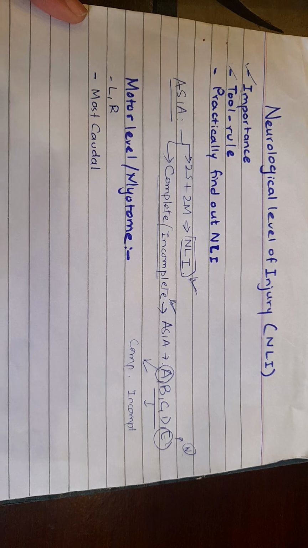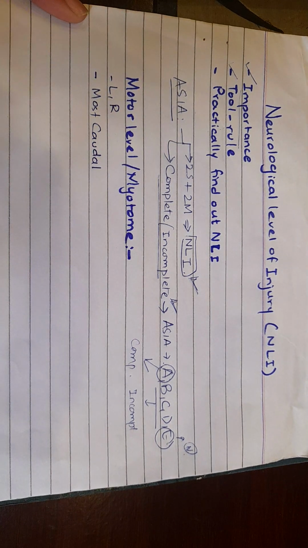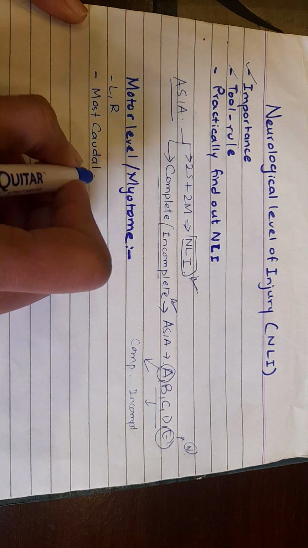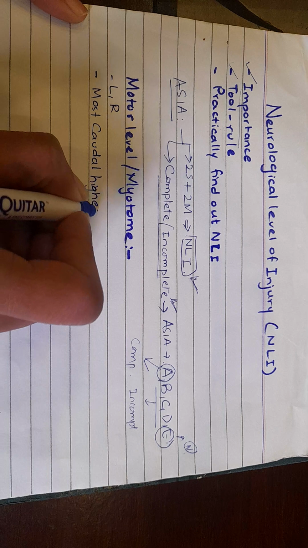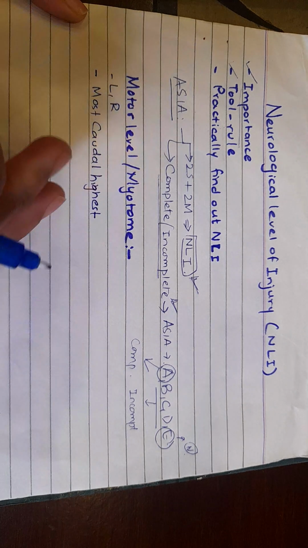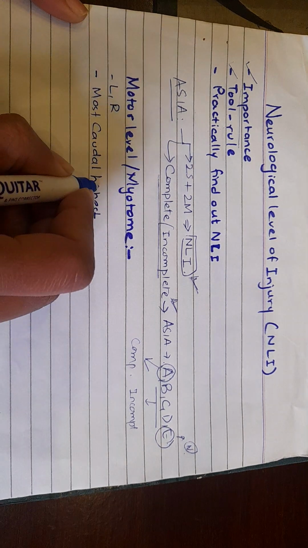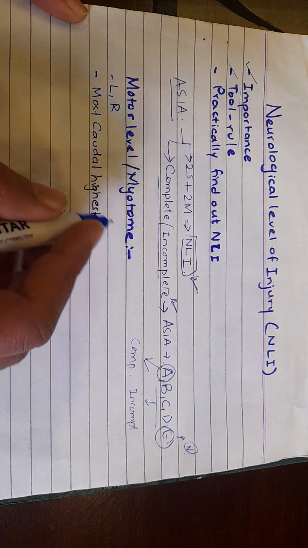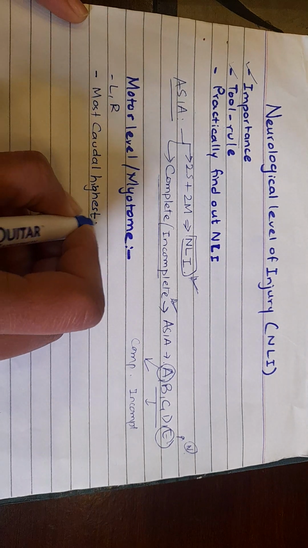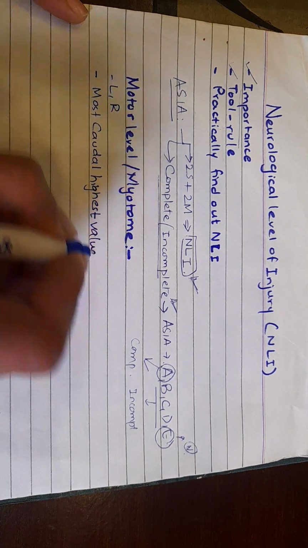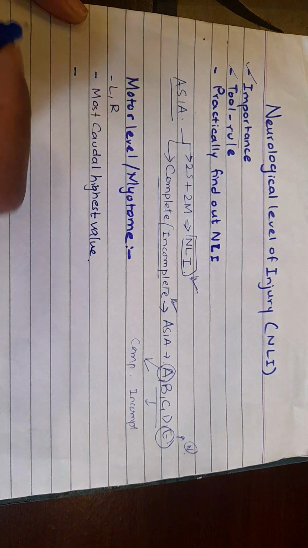So the myotomes that we are going to find out last, we have to pick out the most inferior value and the value that is highest. We will talk about it and we will find it out practically, so you will get more of an idea when we find it out. So highest value, or the highest grade, you can say.